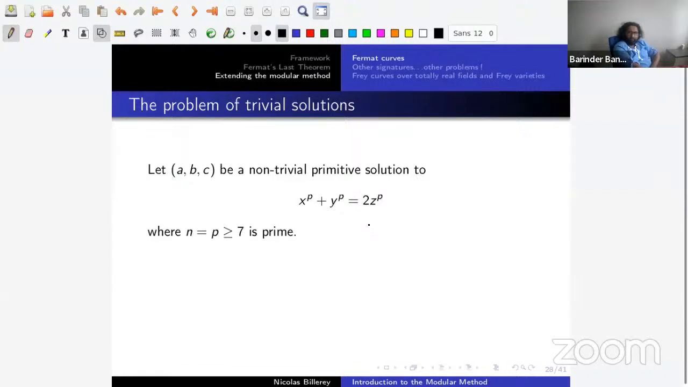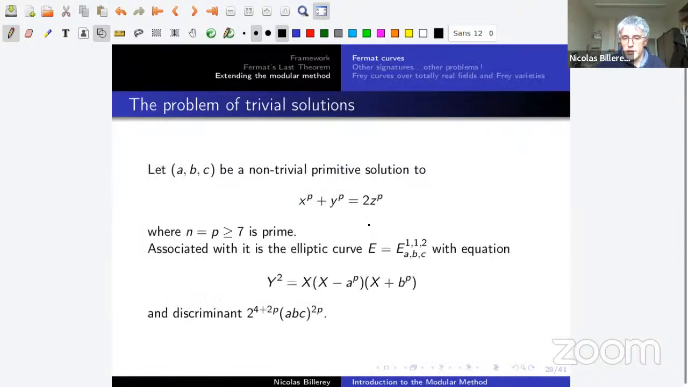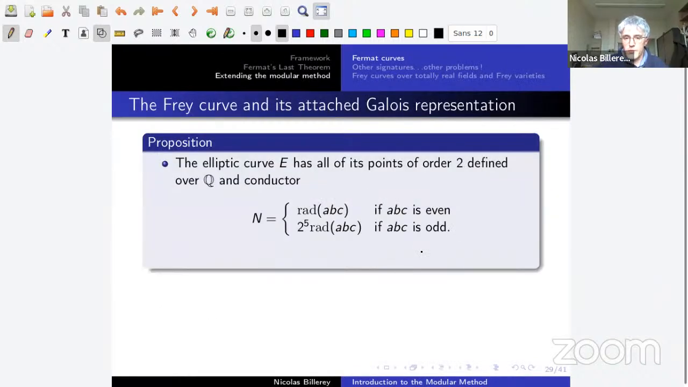So let's look at this specific example where capital A is 1, capital B is 1, and capital C is 2. That's an equation that has been considered by many people, by Ribet and later by Darmon and Merel. Here we can apply the same techniques that I've been summarizing before, and we get this elliptic curve which has this discriminant here. That's when we fix the coefficients to be 1, 1, 2. If you apply everything, here's what you get. You see N is not necessarily square free, because in the situation when ABC is odd, you get 2 to the 5. But what I'm saying is that the primes that depend on the solution appear with exponent only one in the conductor.